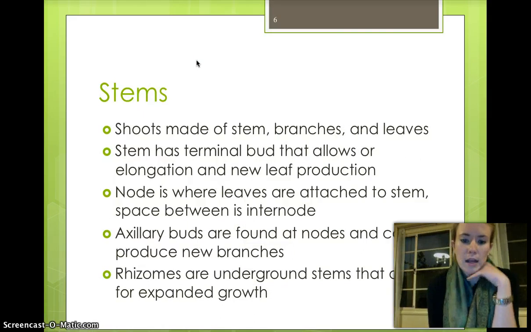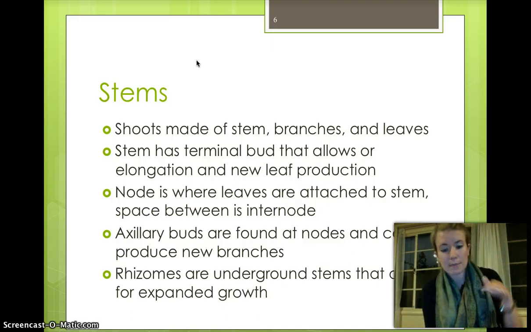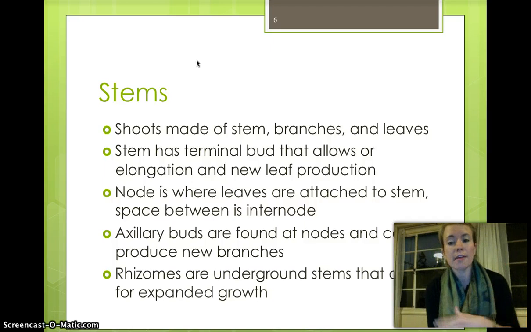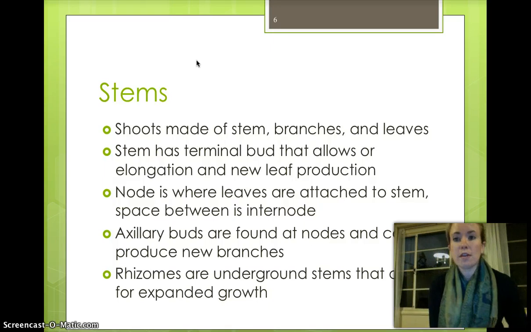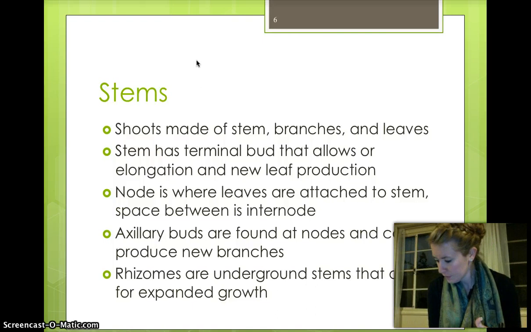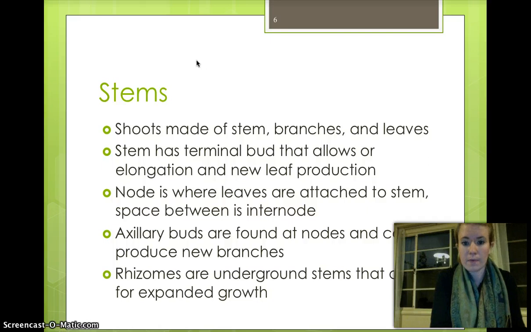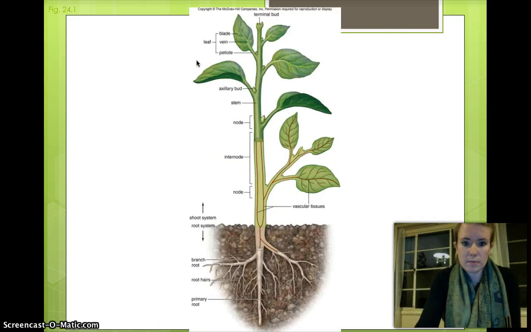Axillary buds are found at nodes and can produce new branches. And sometimes, it's not on this picture, but sometimes we can have underground stems called rhizomes. And so they are actually stems, but they're just a little bit below the soil. And they allow for expanded outward growth. So this is how plants like, what does your textbook say? Plants like ginger or bamboo, they actually shoot off a little bit under the ground and then grow up from there. So those are rhizomes.